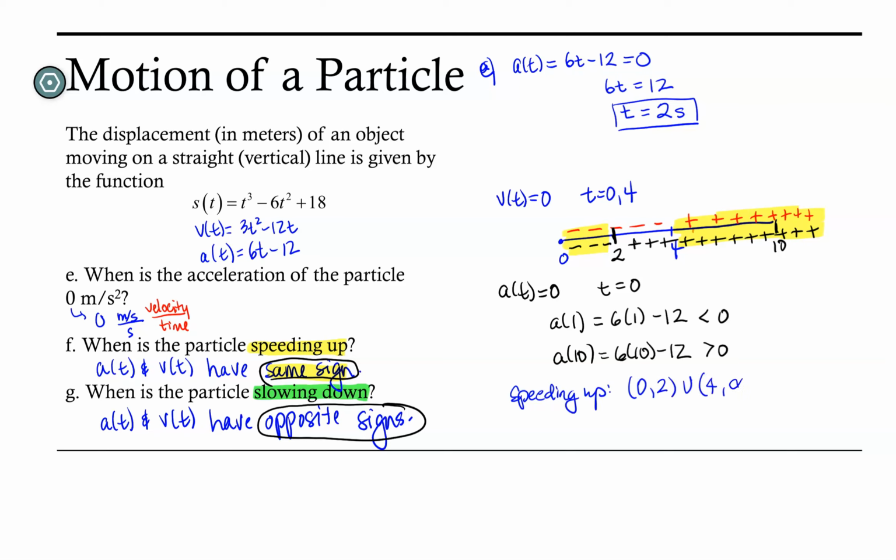from 4 to infinity. Now, as far as slowing down, we're looking for places where acceleration and velocity have opposite signs. So we see that played out here on the interval from 2 to 4. So we could say that the particle is slowing down on the interval from 2 to 4.